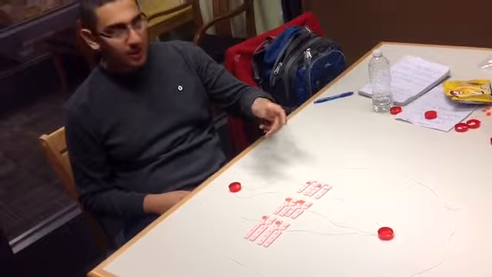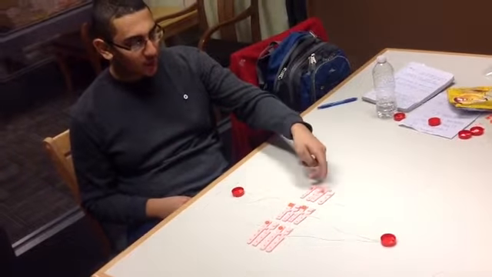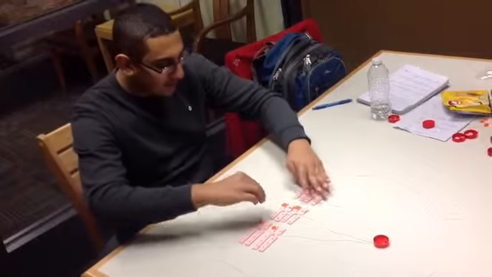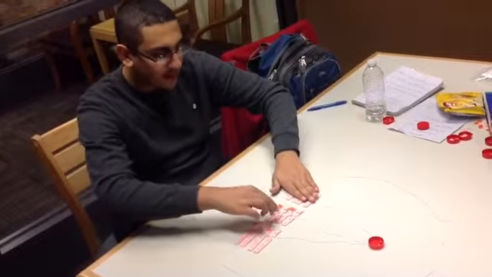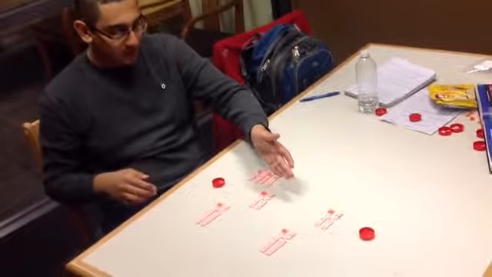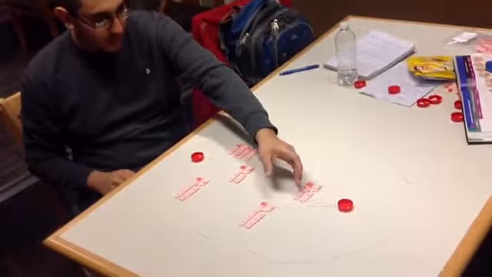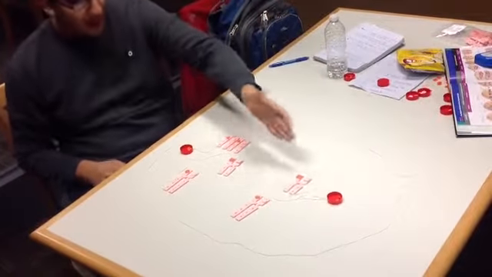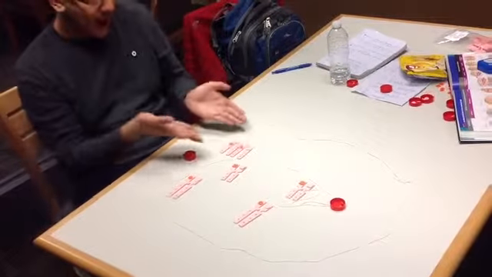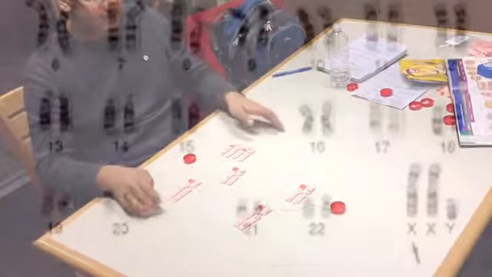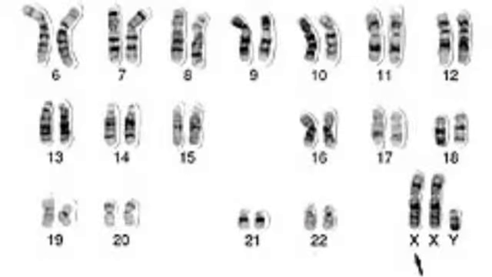In a non-disjunction, the homologous pairs aren't separated properly. So after anaphase, you'll have something very odd like this. As you can see above, the top cell, or the top part, is missing chromosomes, and this one has an extra male chromosome. So one example of a non-disjunction is Klinefelter syndrome.